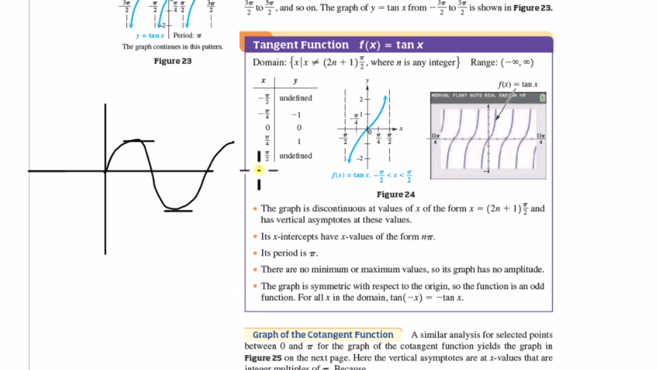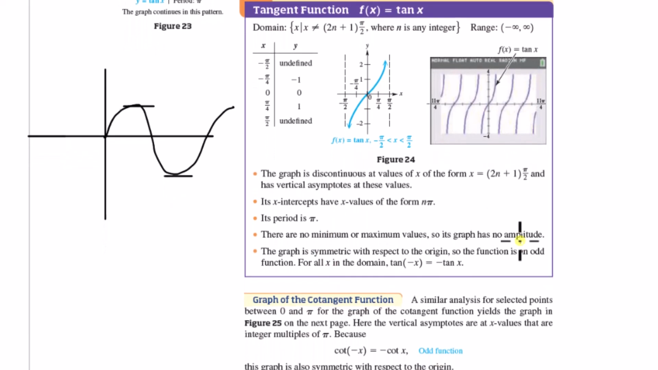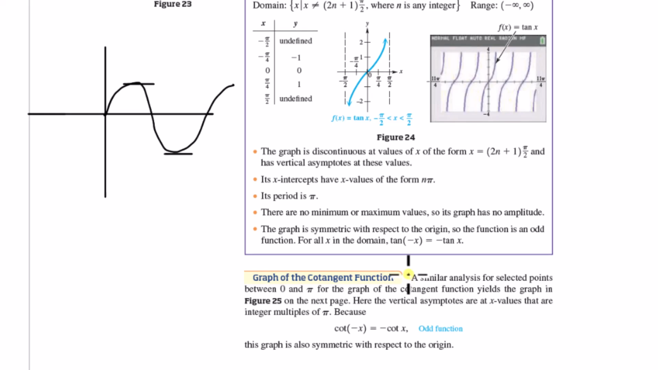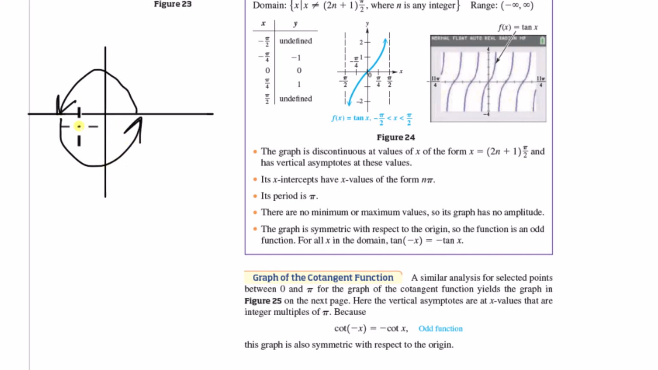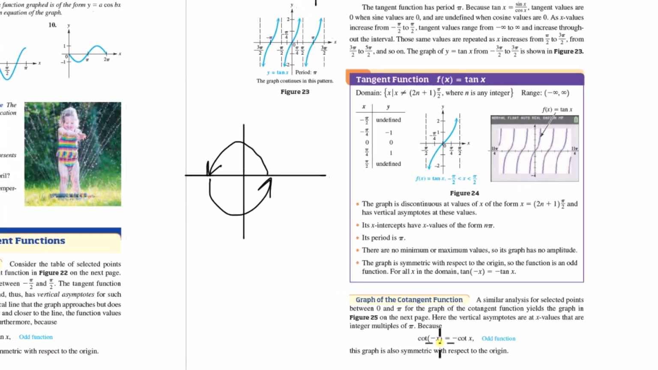So that covers everything. Now, as you can imagine, cotangent is going to be very similar, but there are some subtle differences. So let's take a look. A similar analysis for selected points between 0 and pi. We're going to go with cotangent. It's going to be continuous from 0 to pi, and then from pi to 2 pi, because it's going to be undefined at the horizontal asymptotes. Okay, it's an odd function.